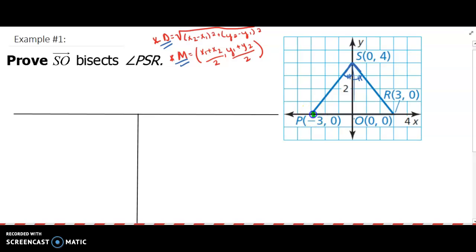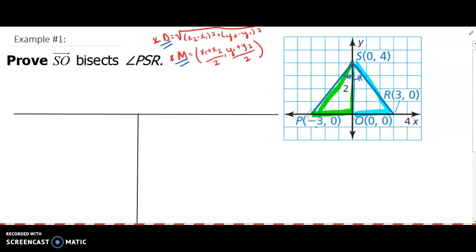Well, the only way I can see to show that that angle and that angle are congruent would be to make these triangles. So here's one, and here's another, to show that these are congruent, and then we could use CPCTC to show these angles are equal, which would then show that SO bisects that big angle. Okay, so let's go ahead and start.